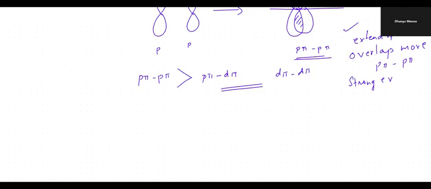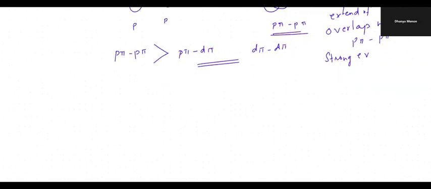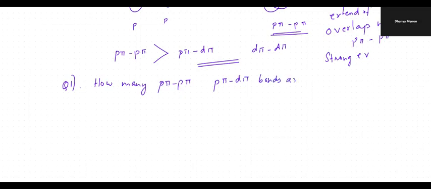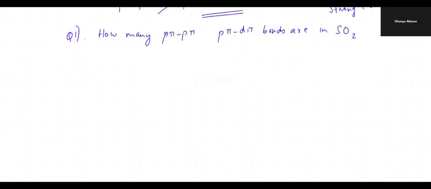Okay, now the type of questions that come. Question 1: How many p pi, p pi, p pi, d pi bonds are in sulfur dioxide? Okay, so this is the question.